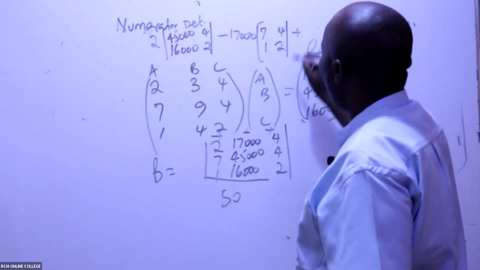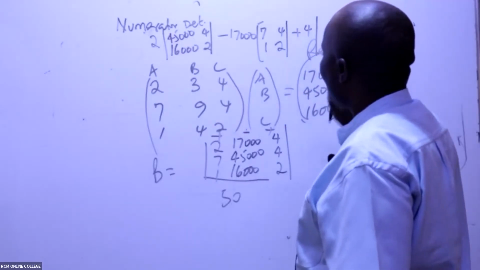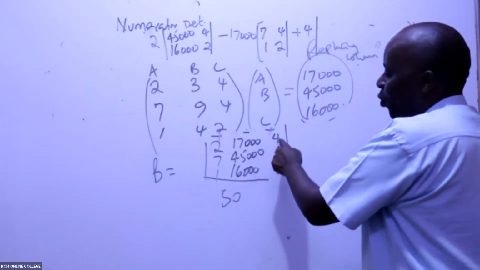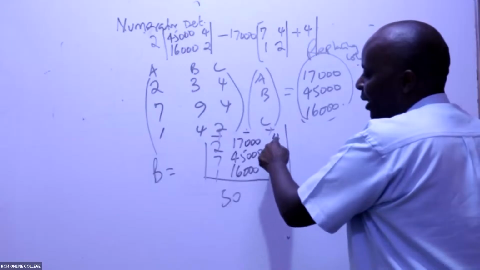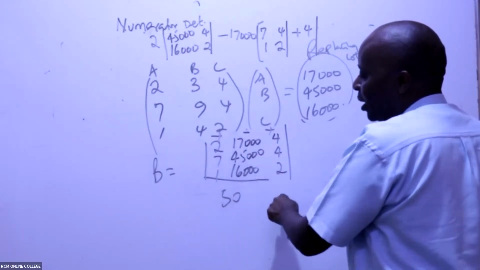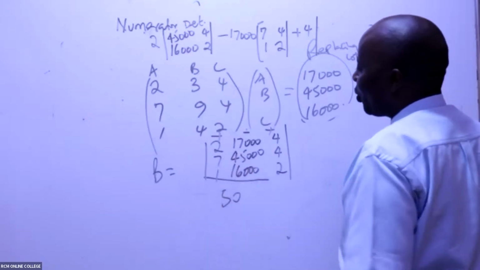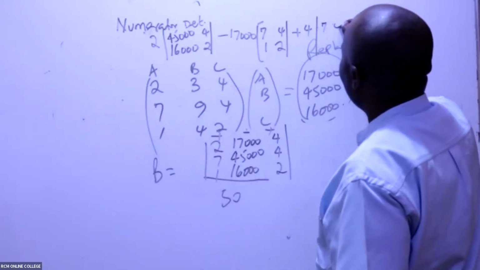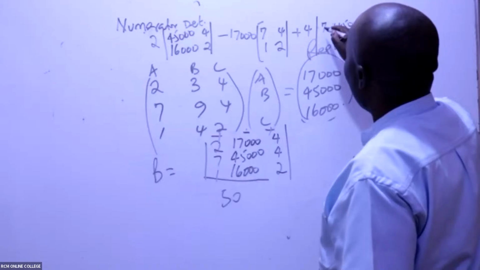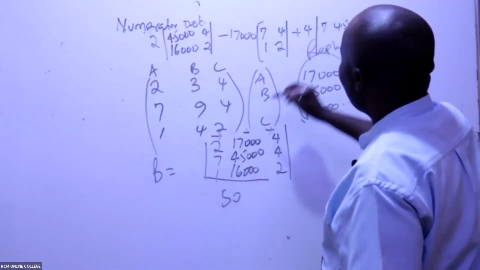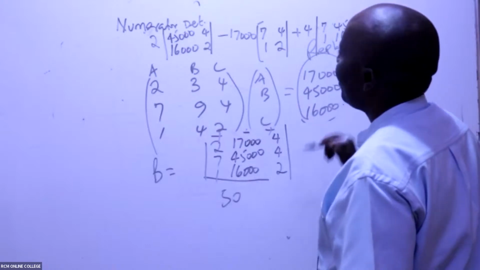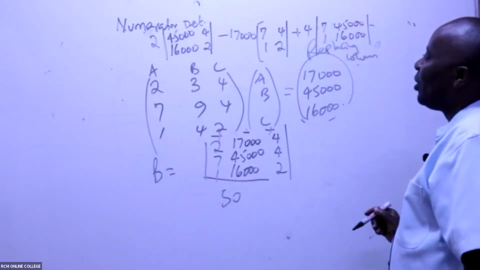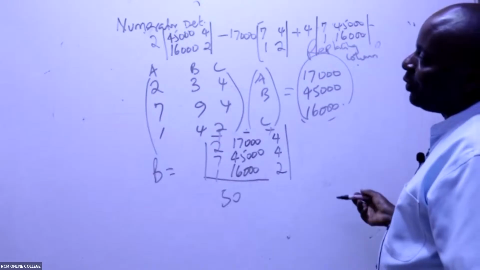Plus 4. So once in this case here we have this 4, then we must hide this and that. If we hide this and that, the leftovers are these ones. So 745,000, 116,000. Like that. And then now you can easily go ahead and give me these figures.